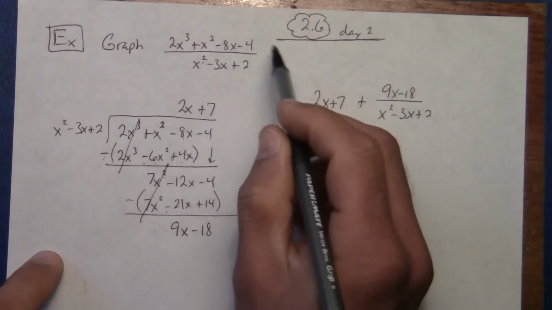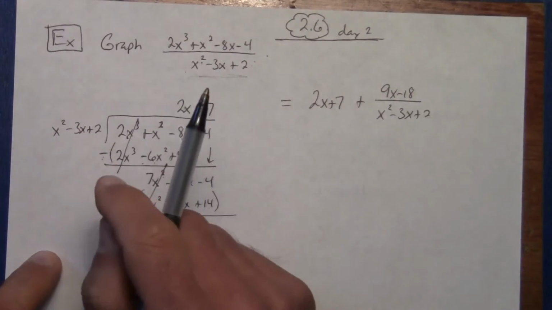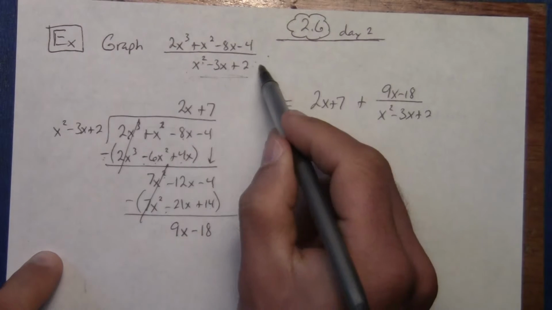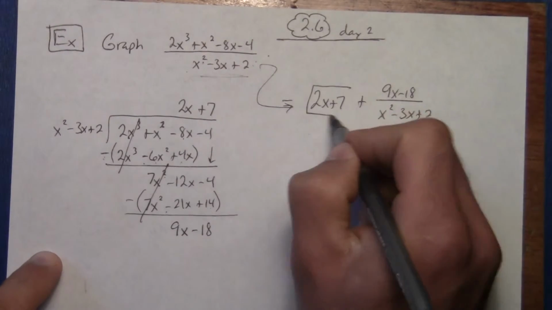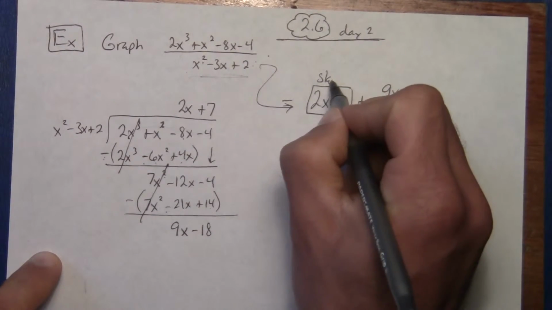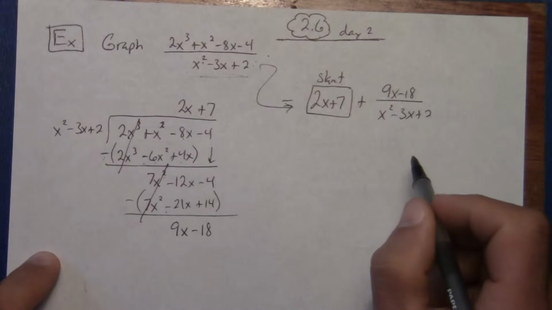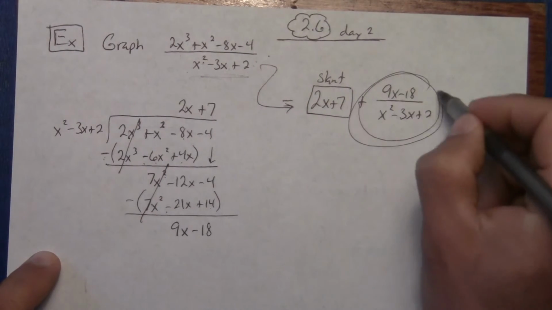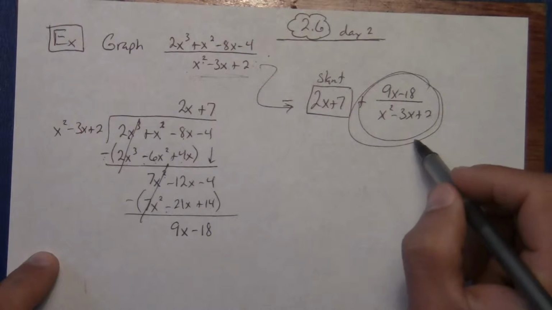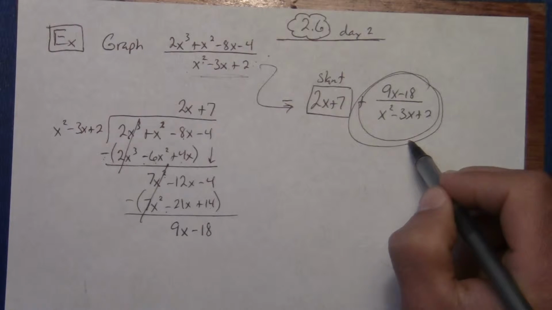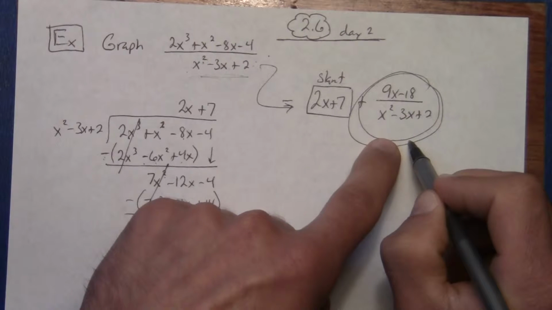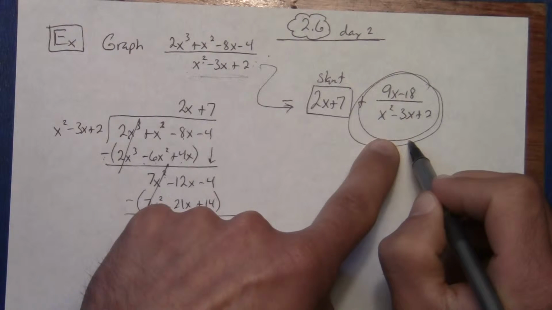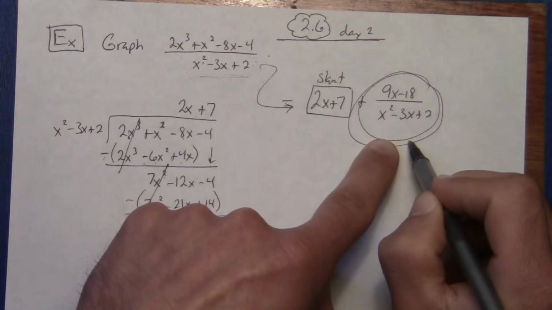So all I've done is I've taken this function, they've given it to me as kind of an improper fraction, and I've rewritten it as more of a mixed number. And then if you remember from class, this is your slant asymptote. And this is where you're going to find your vertical asymptotes. You obviously don't have a horizontal asymptote because you have a slant asymptote. But this is where you would find any vertical asymptotes, any holes. You check to see if it crosses and so on.